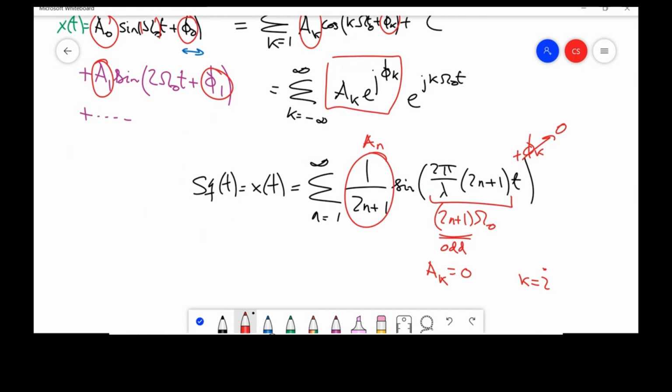So, you need to keep track of two things: the amplitude and the phase. In this case, all of the phases are 0, but we have to keep track of them. And then add a lot of sines. And this is for periodic signals. Okay, good.